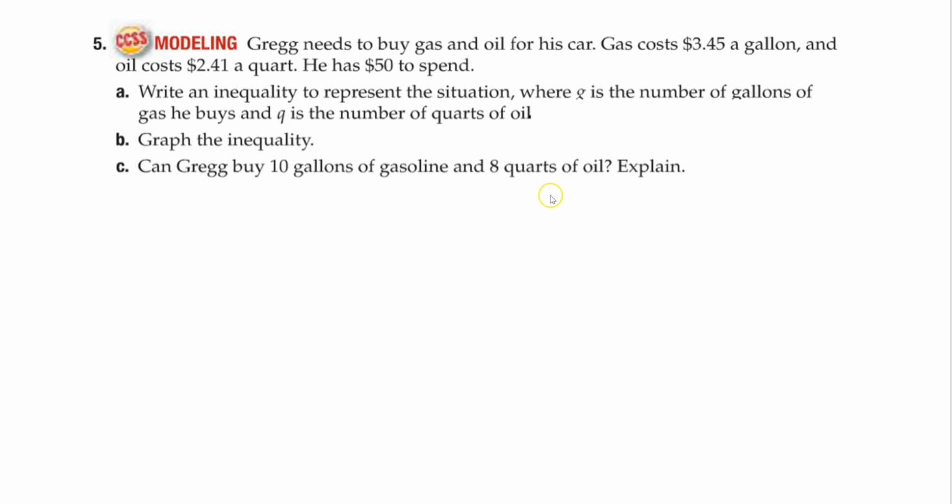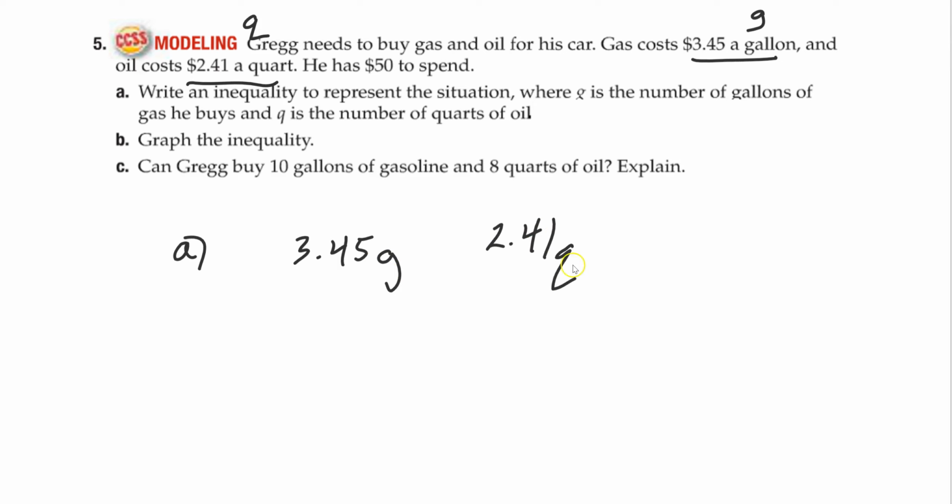Ooh, an application problem. Greg needs to buy gas and oil for his car. Gas costs $3.45 a gallon, and oil costs $2.41 a quart. He has $50 to spend. Write an inequality for this situation where G is the number of gallons of gas he buys, and Q is the number of quarts of oil. So for A, it's $3.45 a gallon, so times G, and it's $2.41 a quart times Q. Now in total, you could spend $50. So if I add these up, it has to be less than or equal to $50.